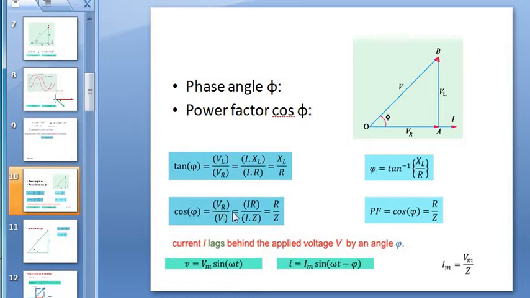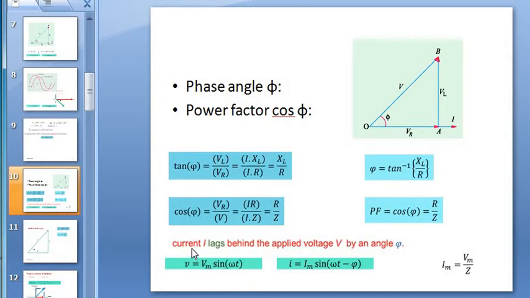What is VR? VR is I into R. What is V? It is I into Z. Entire voltage, entire current, entire opposition. Okay, I cancels, therefore cos phi is equal to what? R by Z. At any time you can calculate power factor by the ratio of resistance to the impedance.